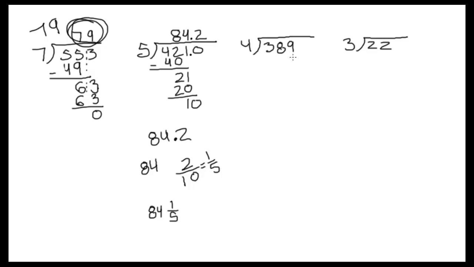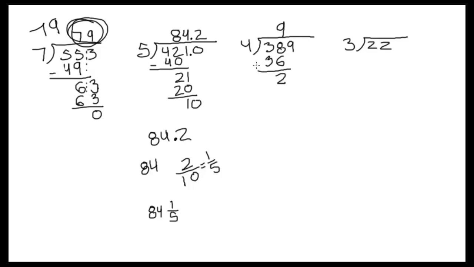Alright, moving on to the next problem, we have 389 divided by 4. 4 does not go into 3, so we move on to the tens place, which is going to be 38. And 4 will divide into 38, but not evenly, of course, because that would be too easy, right? It divides in there 9 times, because 4 times 9 is 36. So drop it down.